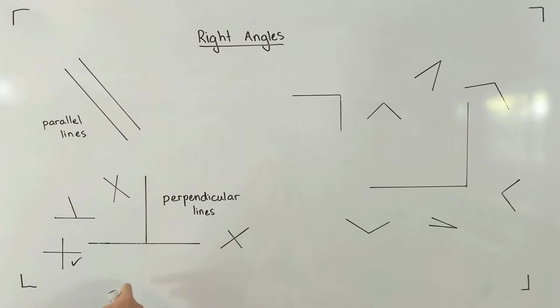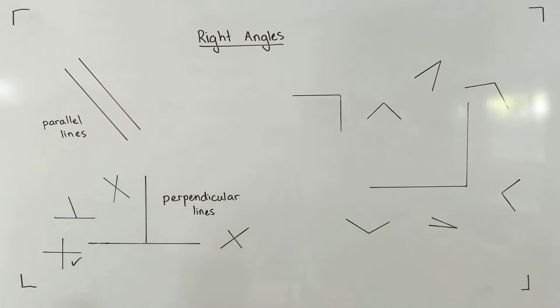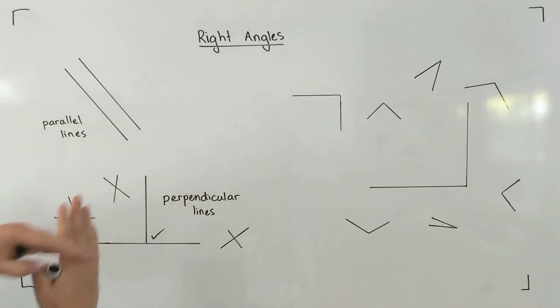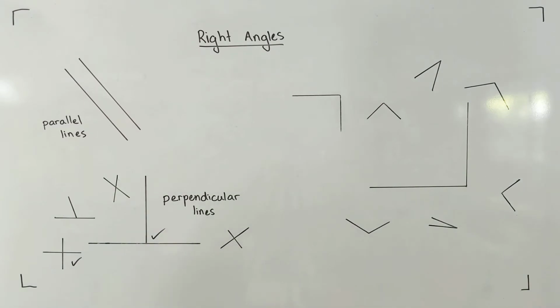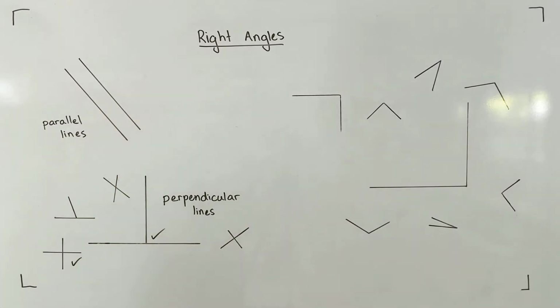Maybe it's a T intersection. Maybe there's a house here and it's just these two. But those two lines are still perpendicular. They're still crashing into each other at that perfect square angle. And that's what makes them perpendicular. This one, well, even though those two lines, those roads, are off on a little bit of an angle, I can still see that they are crashing into each other, crossing over at a perfect square. So, yeah, they're perpendicular lines.